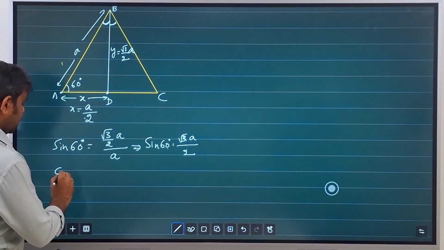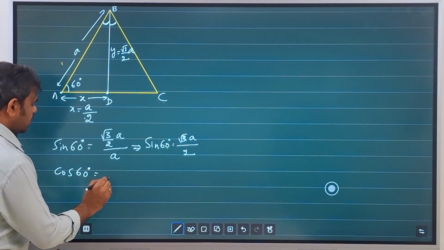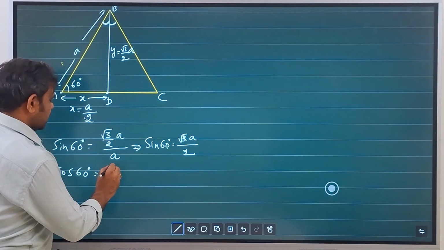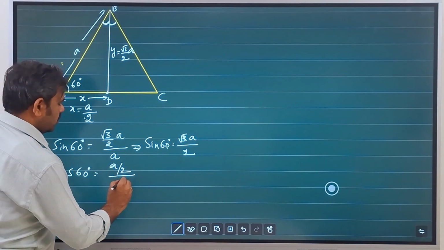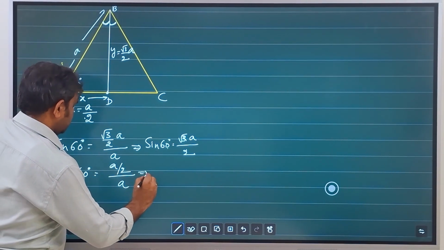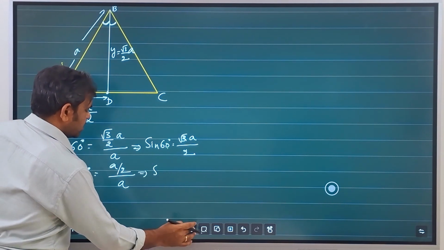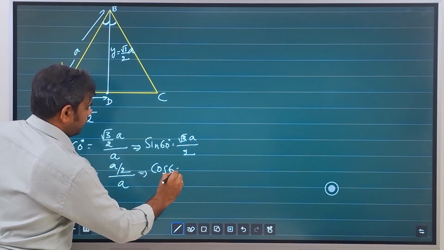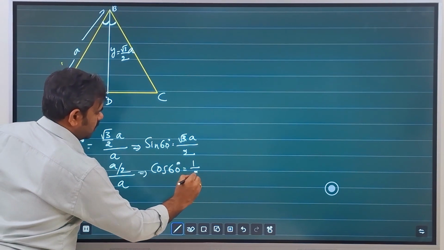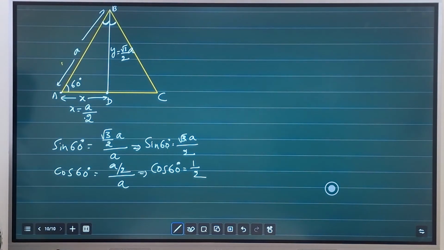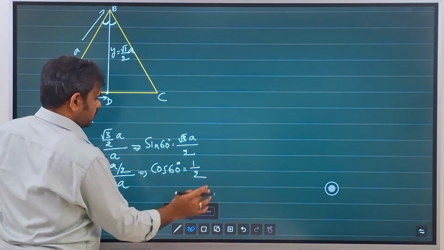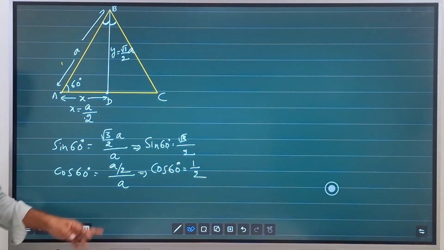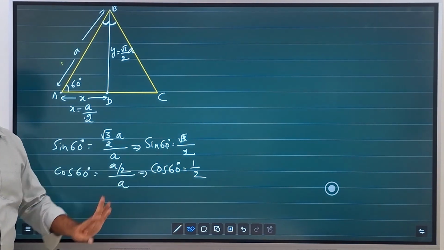Similarly, cos 60 degrees. Cos 60 degrees is adjacent side divided by hypotenuse. That is a by 2 by a. So we are getting cos 60 degrees as 1 by 2. Cos 60 degrees value is 1 by 2. Here also, this is just root 3 by 2. Now, sin 60 degrees is root 3 by 2, cos 60 degrees is 1 by 2.